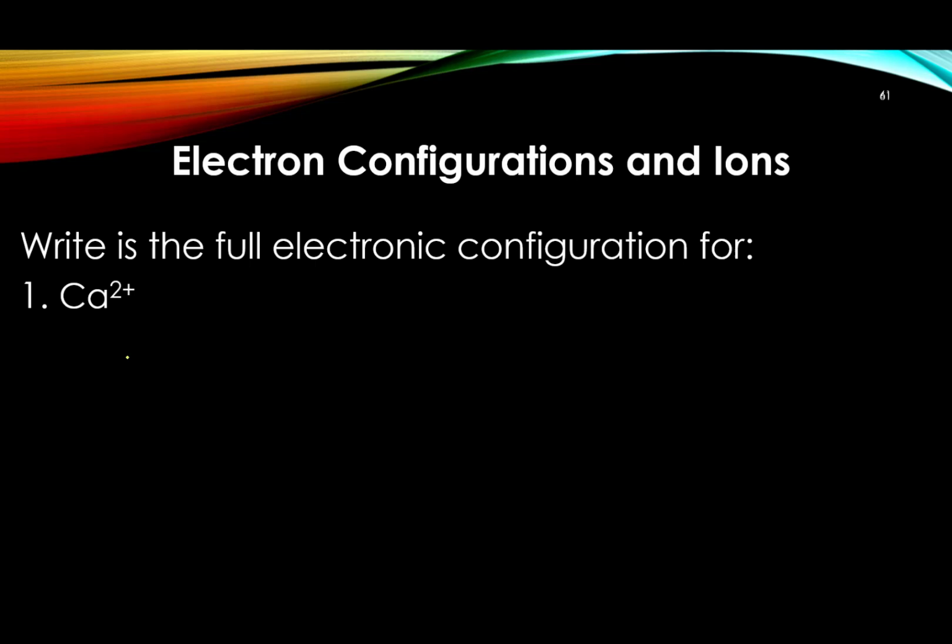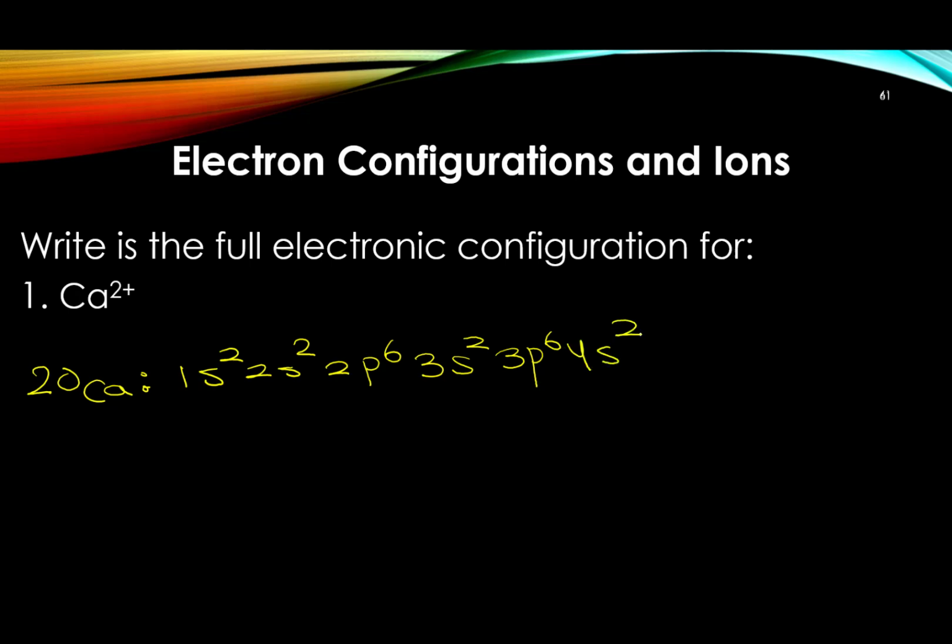Okay, then for calcium ion, don't write it for calcium ion first. The first thing that we want to do is write it down for the atom itself. Calcium has 20 electrons. This is the electronic configuration for calcium, which has 20 electrons. Now what you want to do next is look for the valence shell.